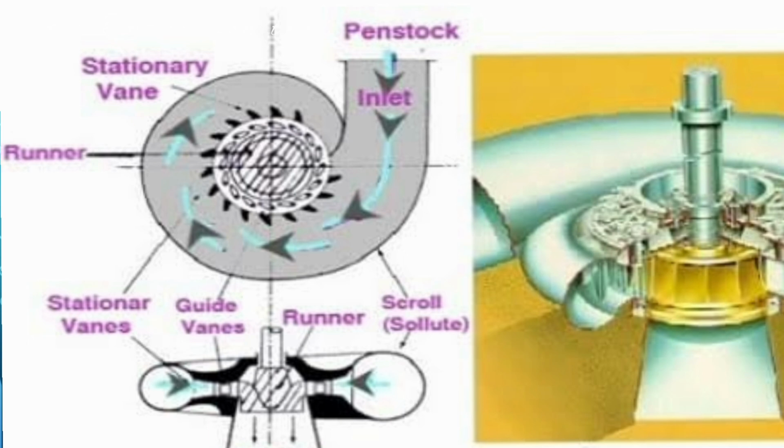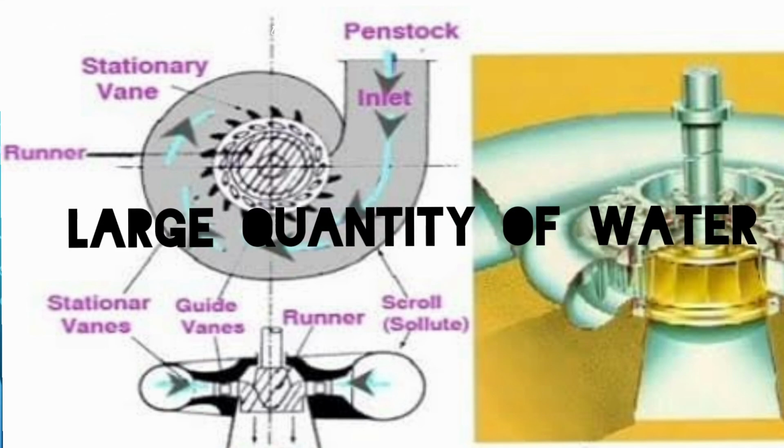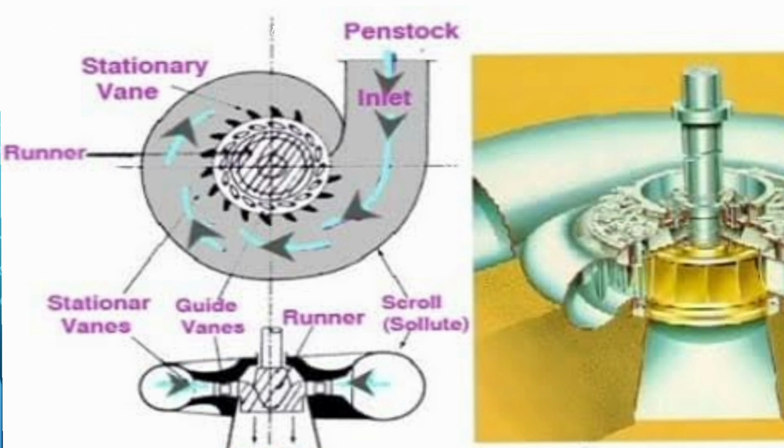Water flows radially inwards and changes to a downward direction while passing through the runner. As the water passes over the rotating blades of the runner, both pressure and velocity of water are reduced. This causes a reaction force which drives the turbine. A Kaplan turbine is used for low head and large quantity of water. It is similar to the Francis turbine except that the runner of the Kaplan turbine receives water axially.